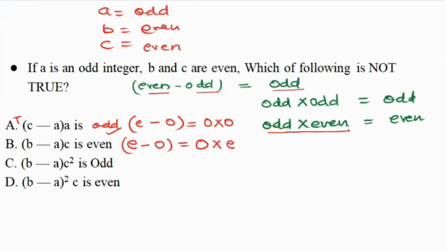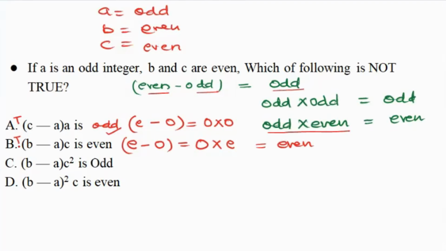Now we can see over here, odd number times even number, every time I will be getting an even number. Okay, that is already given over here. So this option B is also true. Correct? Now we will move towards option C.